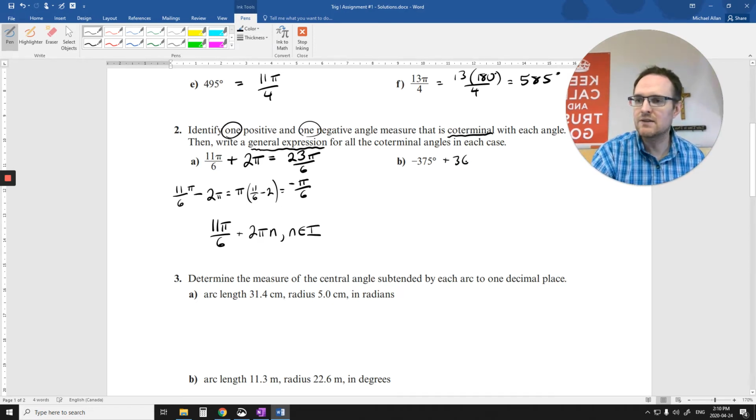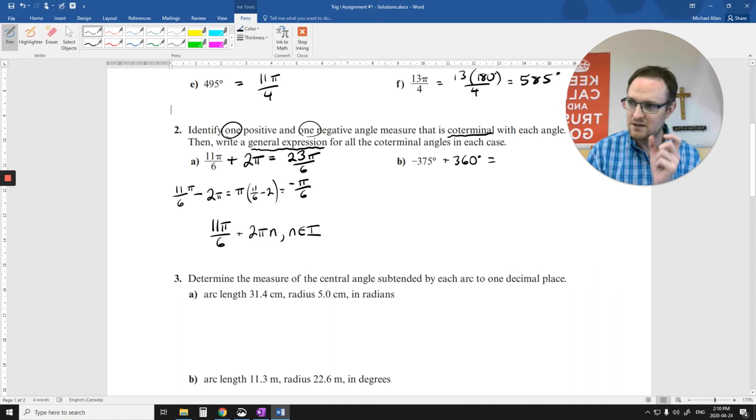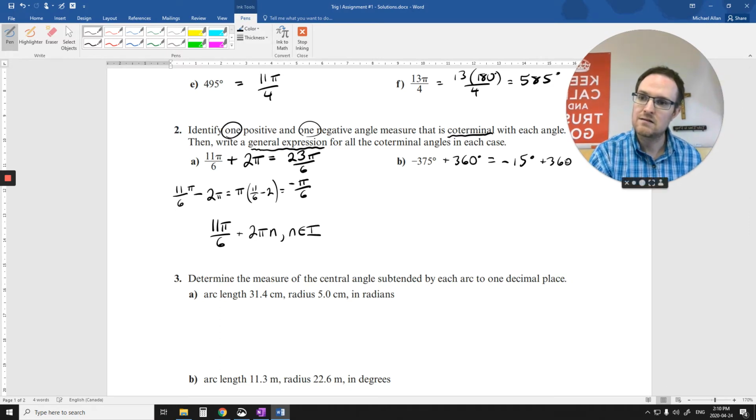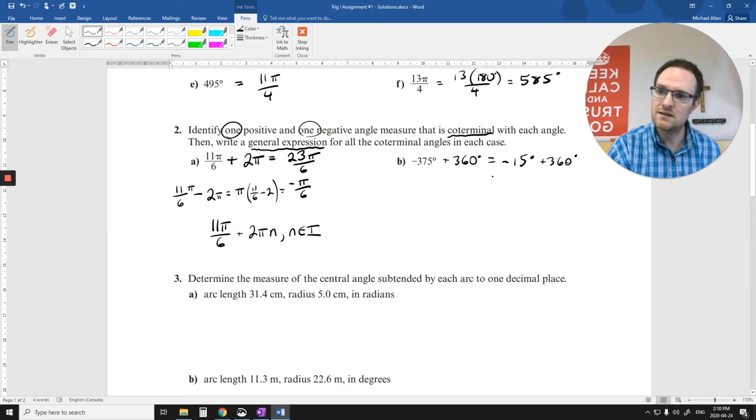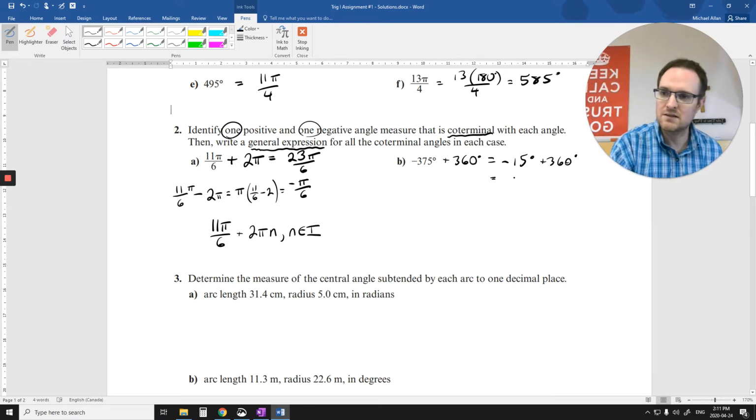For these ones, you'd add 360. Okay, if I add 360, now you're going to see what happens. It's not going to be a positive number because I want one positive, one negative coterminal angle. So one negative coterminal angle is negative 15 degrees. Now I'm going to have to add another 360 to this. So add another 360, I get a positive number. So this will be my first positive coterminal angle.